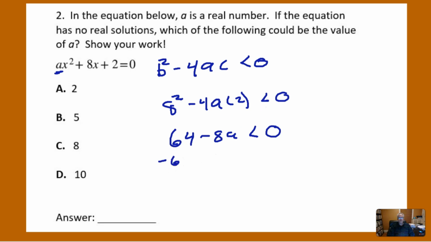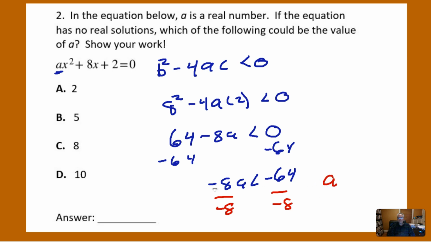So I'm going to subtract 64 from both sides. And over here we get minus 8a is less than negative 64. And then we're going to divide by negative 8. And we've got to remember something way back from algebra. When we're solving inequalities, if we divide by a negative number, we have to flip the inequality. So instead of a less than, it's going to become a greater than negative 64 over negative 8. And this is a greater than 8. So we need a to be larger than 8.